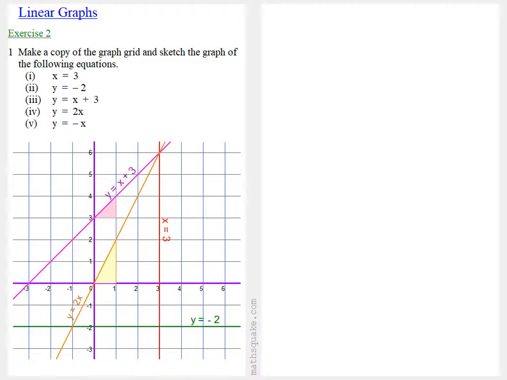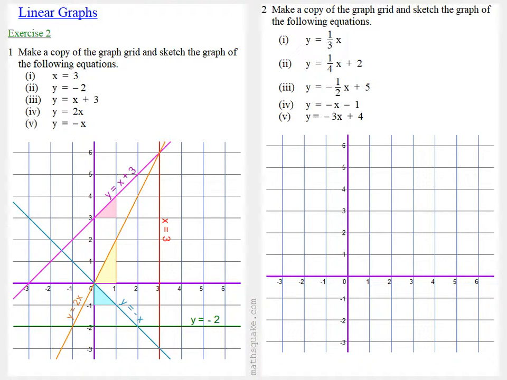And for part 5 we have y equals -x. Again, this passes through the origin, and this time it's got a gradient of -1, so we draw a triangle of height 1 and base 1, but going downhill. And then the graph is drawn along the hypotenuse of the triangle.